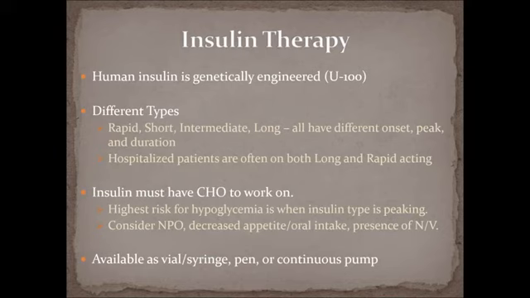If they have a decreased appetite or oral intake, that can affect them, especially if they have their full scheduled dose. We need to be careful they don't drop farther along in the day. If they're having nausea and vomiting, they're just not taking in. Again, you want to consider those things. Insulin is available as a vial or a syringe. With those together, it's available as a pen. Some patients use continuous insulin pumps. So there's a lot of different forms of this. As a nurse, you need to be familiar with all of them.